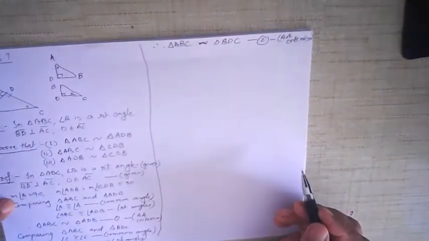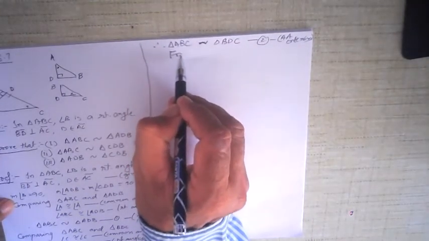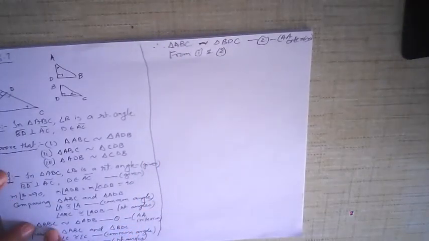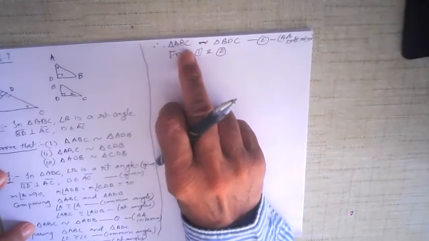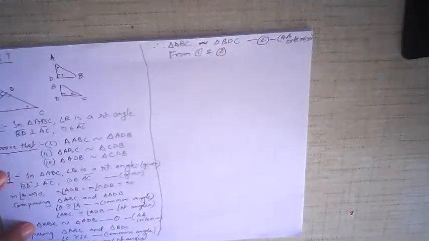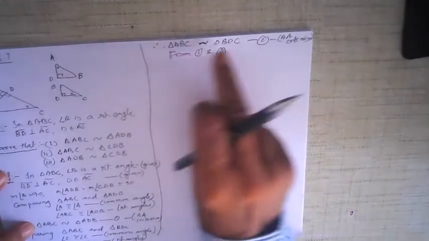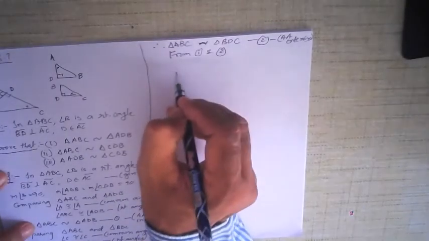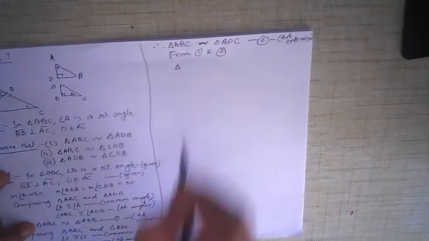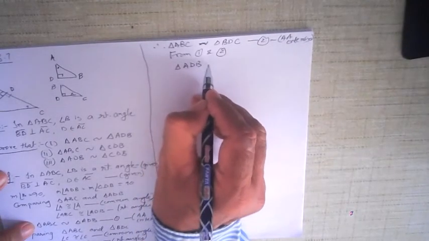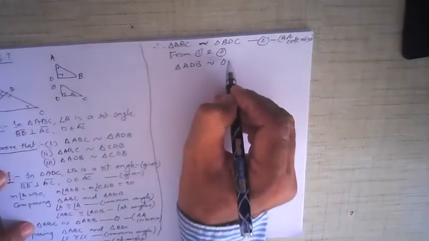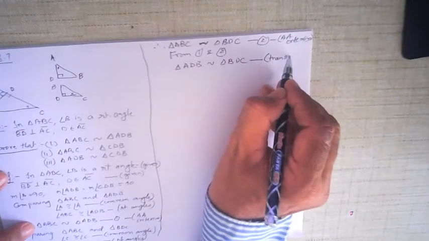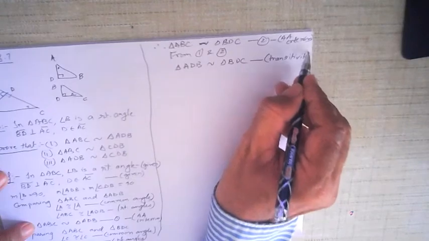Now from 1 and 2. First result says that triangle ABC is similar to triangle ADB. But second result says that triangle ABC is also similar to BDC. So this is called transitivity. A is equal to B and A is also equal to C. Therefore B is equal to C. That property is called transitivity. So therefore you can say this triangle ADB is similar to triangle BDC. Reason, transitivity.